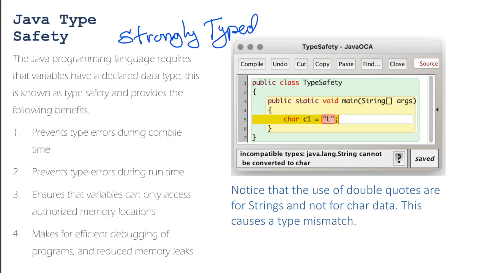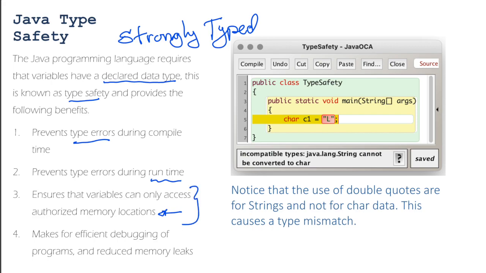And this programming language requires that variables have a declared type. This is known as type safety, and it provides the following benefits. It prevents type errors during compile time. It prevents type errors during runtime. It ensures that variables can only access authorized memory locations. And it makes for an efficient debugging of programs and reduced memory leaks.